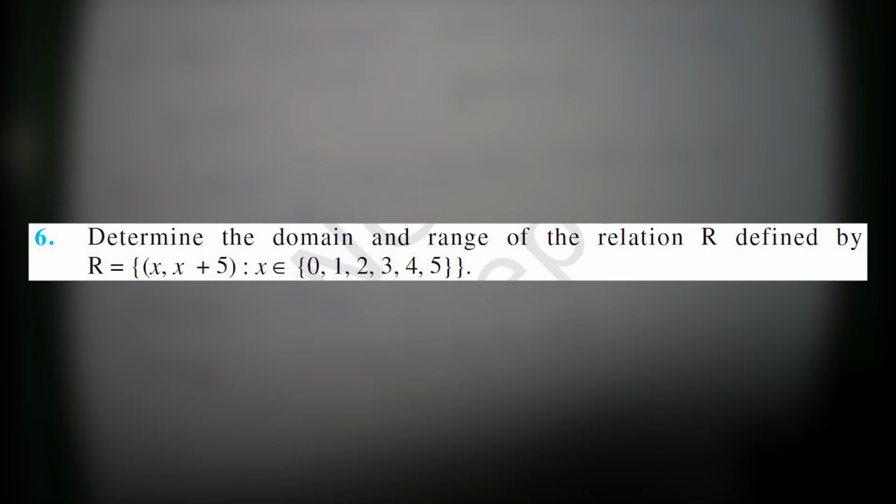Coming to question number 6, determine the domain and the range of the relation defined by R is equal to {(x, x plus 5) : x belongs to {0, 1, 2, 3, 4 and 5}}.